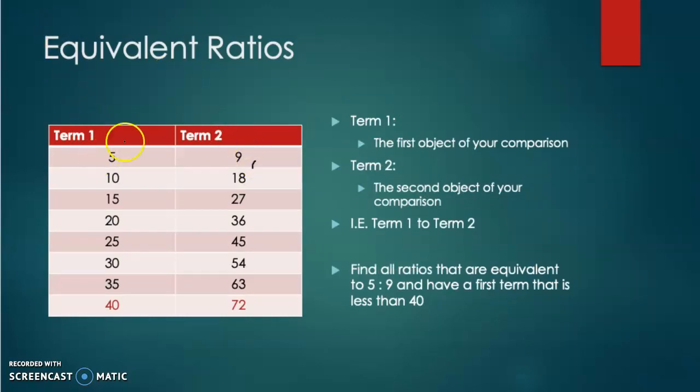So what we have here is the original ratio, right? 5 and 9. That's the original ratio. And we want to find all the equivalent ratios that are less than 40, so that the first term is less than 40.